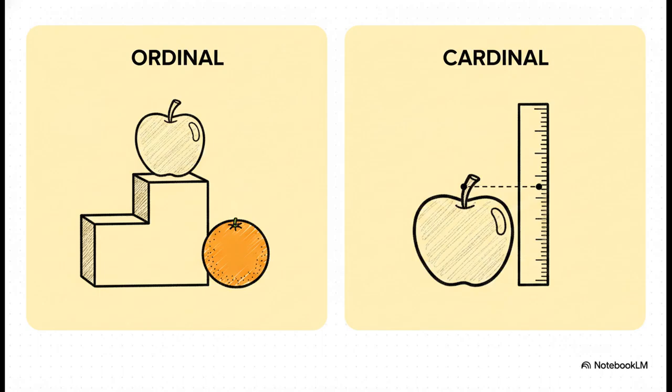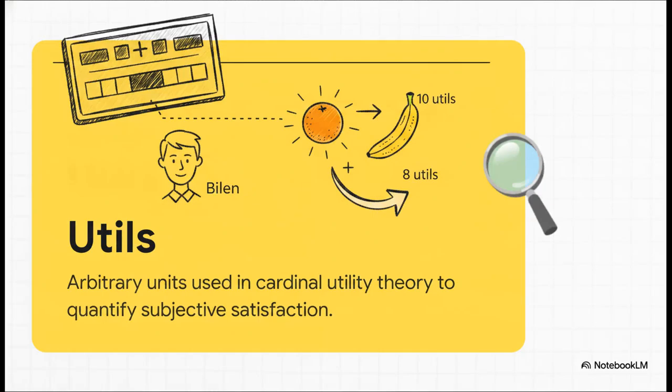The cardinalists boldly claim that yes, utility can absolutely be objectively measured with arbitrary numerical units. They measure this satisfaction using a theoretical unit called utils. Imagine an invisible scoreboard hovering right over your head. Let's say a consumer named Billin eats an orange. Her scoreboard might instantly light up with 10 utils. If she eats a banana, it might light up with 8 utils. Thanks to cardinal utility, we don't just know that Billin prefers oranges, we know exactly how much more she prefers them.